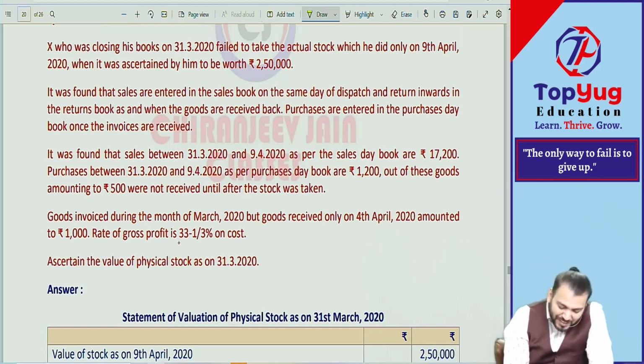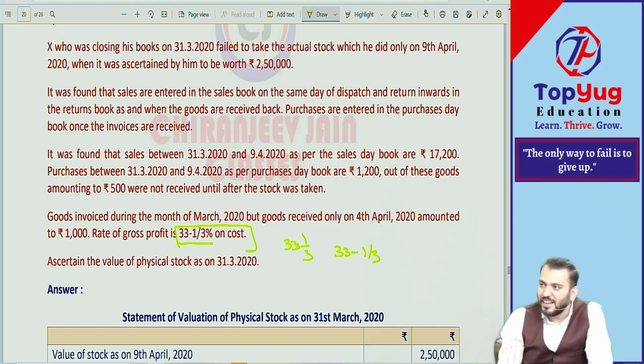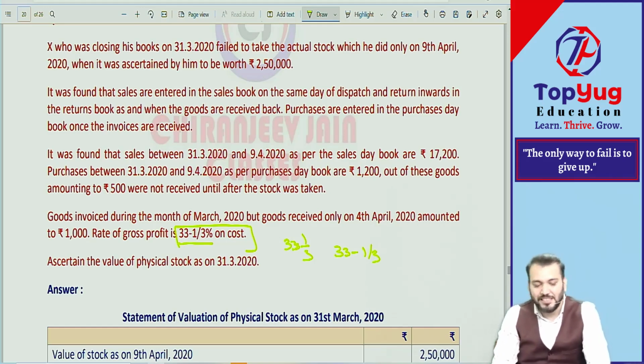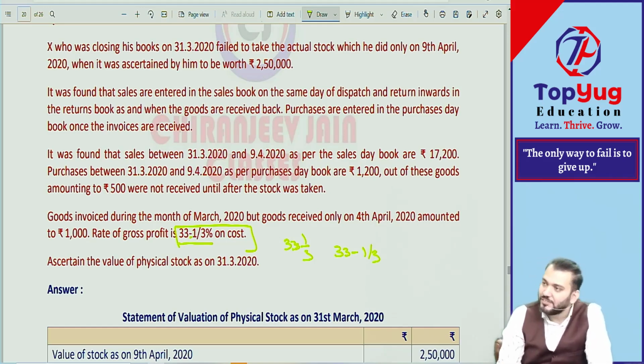See, this is not minus. This is written this way: we write down 33 1/3. So they write it this way. This is not minus. This is 33 1/3, which means one third of cost. One third of cost means one fourth of sales. So don't assume it is minus. This can come in the exam also. Don't assume it is minus. Okay? Any more doubt?